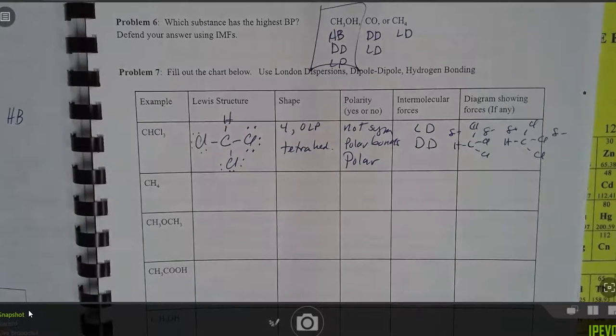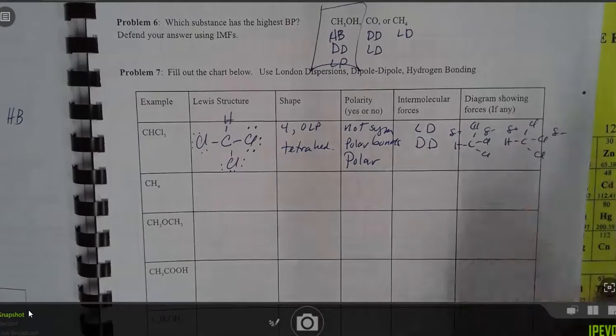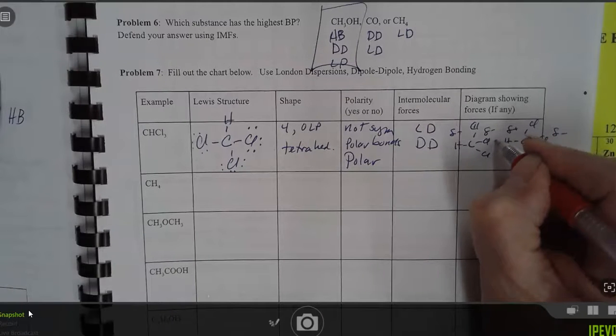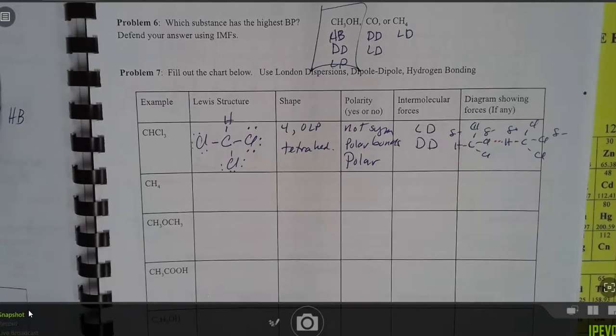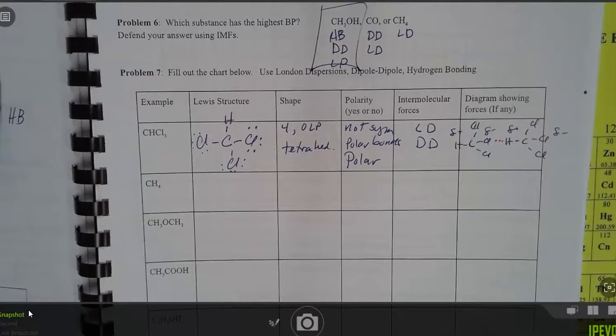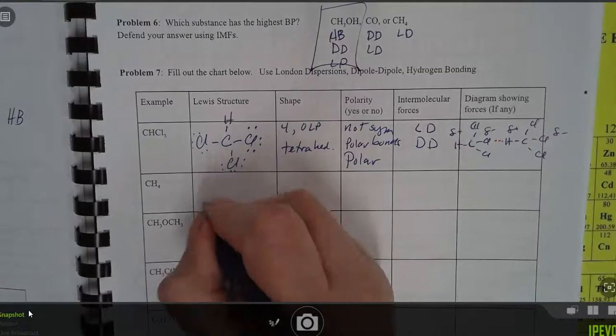Why did I draw all that? Remember, we're talking about dipole, 2 poles, dipole, 2 more poles. So dipole-dipole. And let me get out maybe a red pen. So here is where the attraction is, between the chlorines of the one and the hydrogen of the other one. Let's keep going. How about the next one?